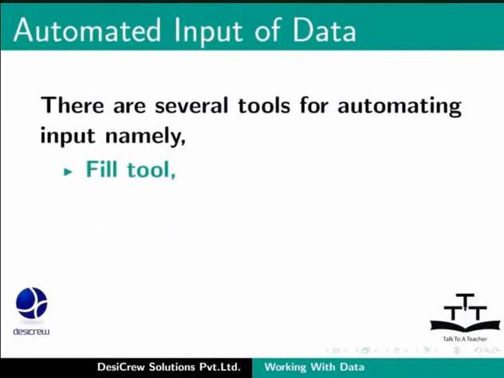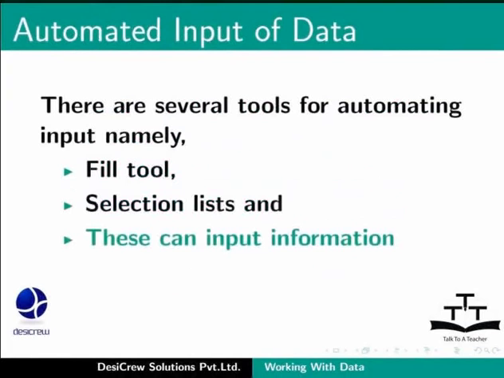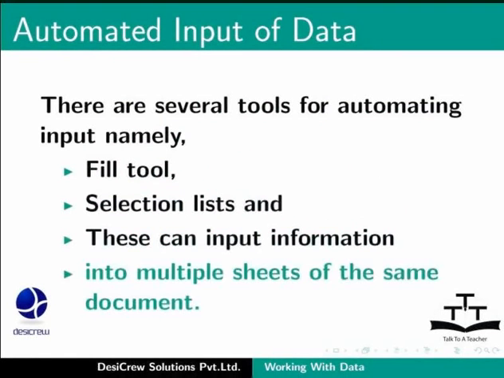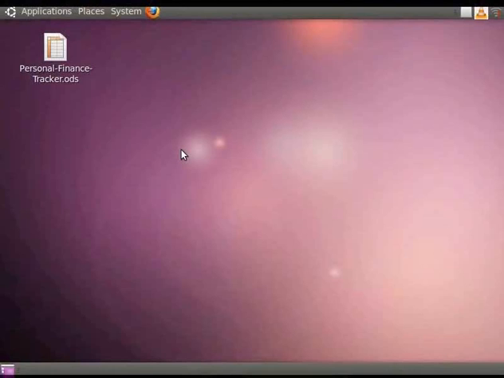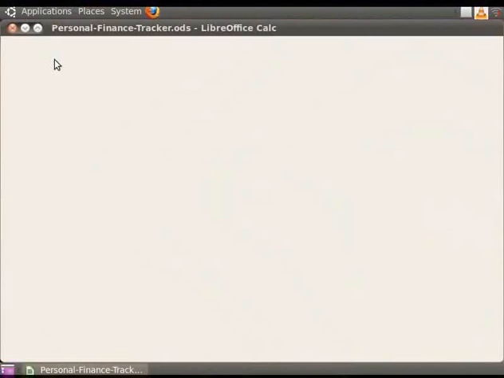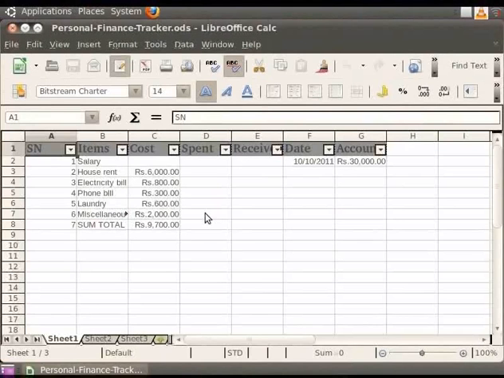These tools are namely Fill Tool, Selection Lists. These can input information into multiple sheets of the same document. We will learn about each one of them one by one. Let us open our Personal Finance Tracker.ods file. The Fill tool is a useful method for duplicating the contents in the sheet.